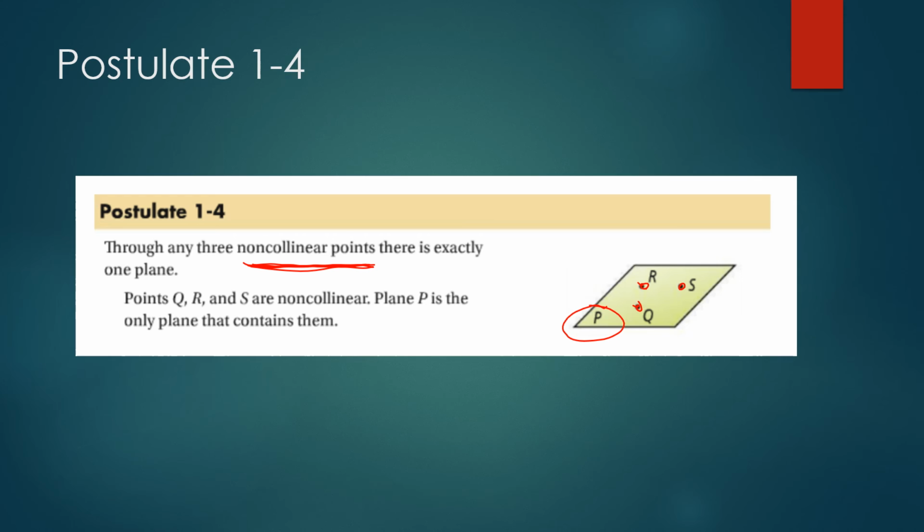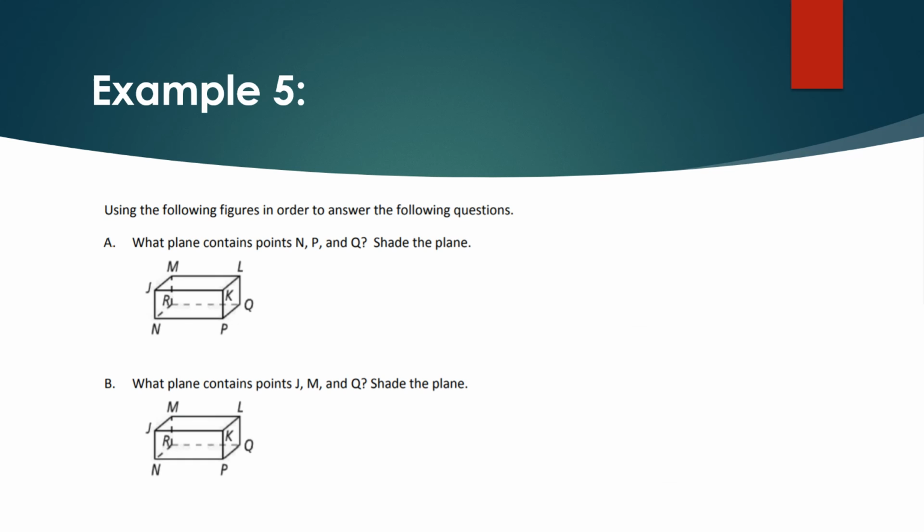And a big thing here is that the points have to be non-collinear. The idea is that if you've got 3 collinear points, you could have intersecting planes that contain all 3 of them. Because remember, planes intersect to form a line, and if all 3 points are on the same line, then all 3 points could be on the intersection of the planes, meaning it would be in both planes. So being non-collinear is part of postulate 1.4. Through any 3 non-collinear points, there is exactly one plane.